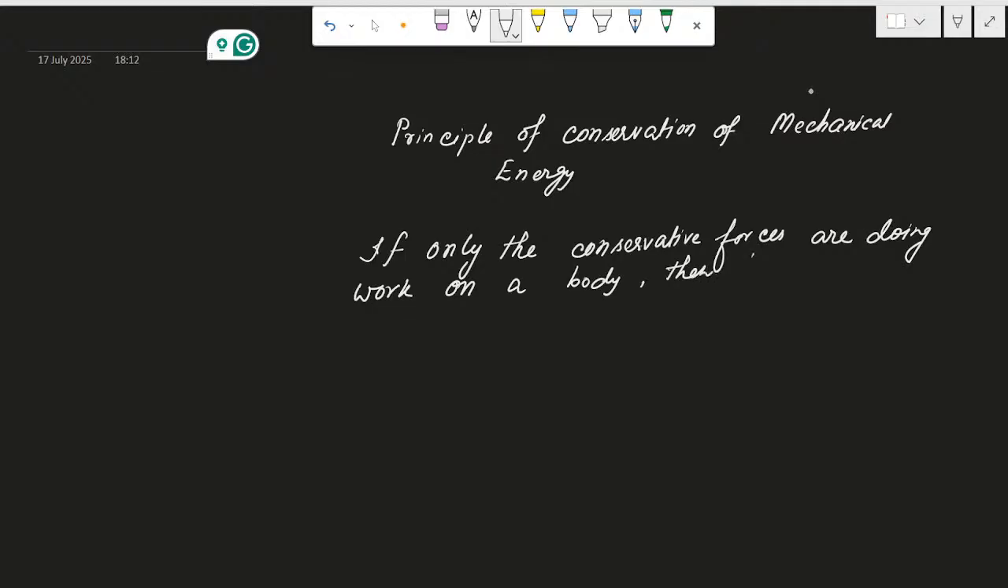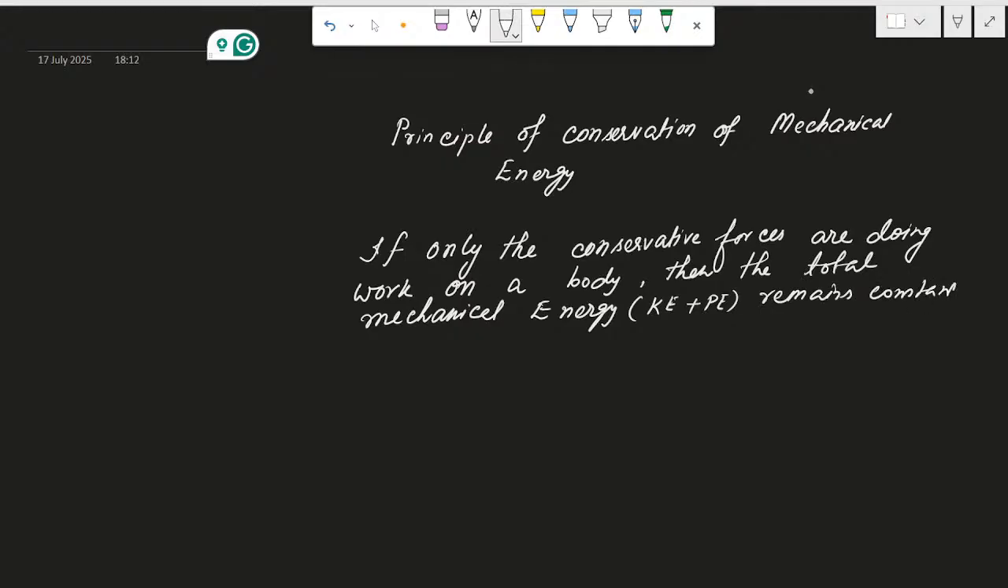Then the total mechanical energy, which means kinetic energy plus potential energy, remains constant. Okay, how to prove it?